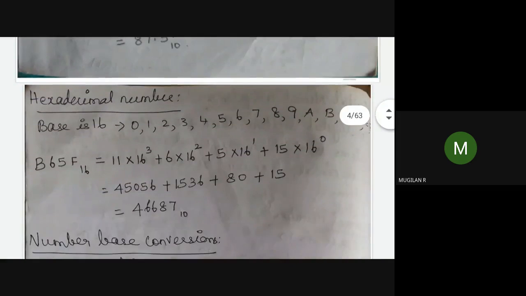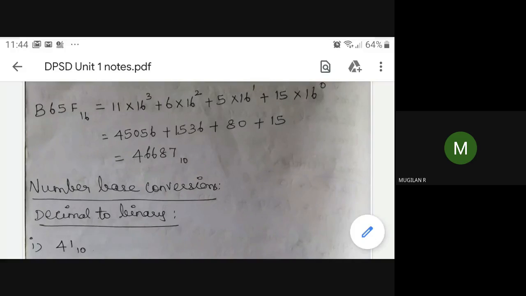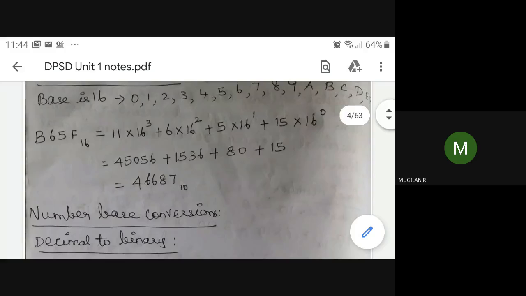And next is hexadecimal number. So hexadecimal number is a similar thing, here I have used a number B65F. So F value is 15. So here I don't have any fractional part. So I have multiplied 15 into 16 power 0. So instead of F, we have to use 15, because F value is 15. So 15 into 16 power 0, 5 into 16 power 1, 6 into 16 power 2, B value is 11. So 11 into 16 power 3. So add all this thing, you get the decimal value.